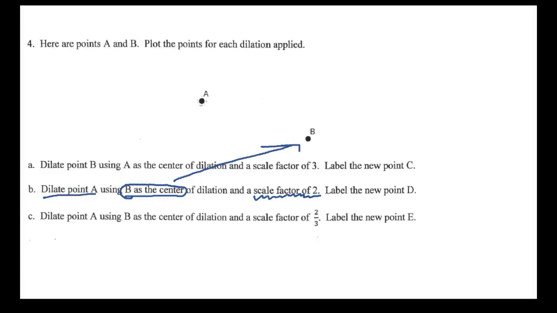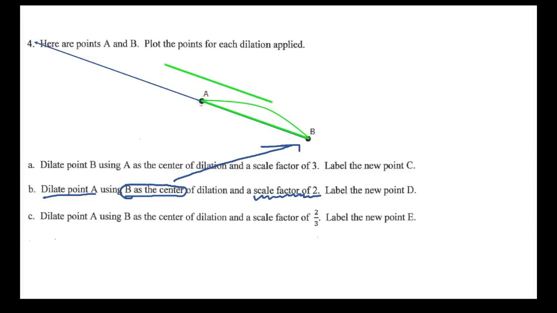B. We're going to dilate point A now. B is the center. Scale factor of 2. So draw your ray. And we're going to measure from A to B. Now, because it's a scale factor of 2, I'm going to double this distance. But I start at my center again.